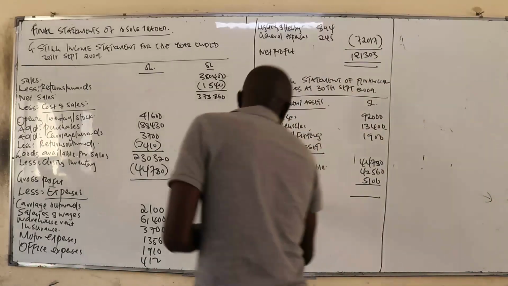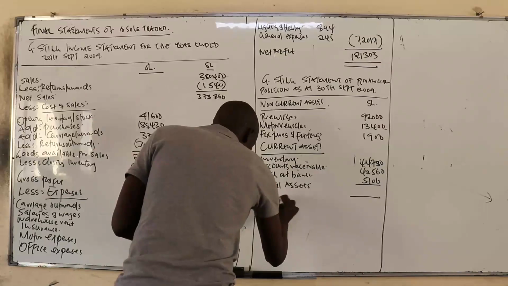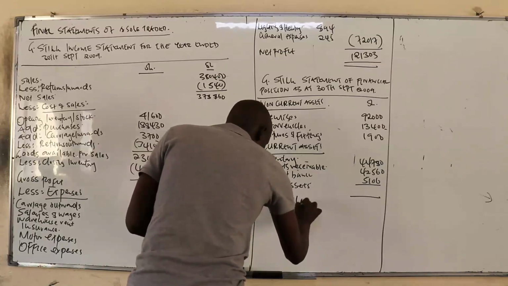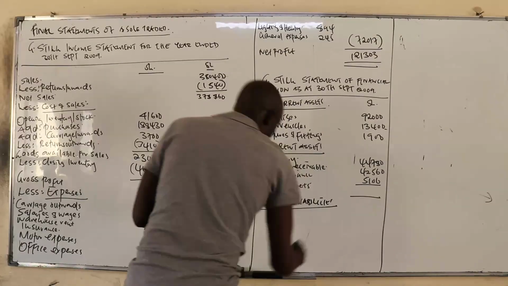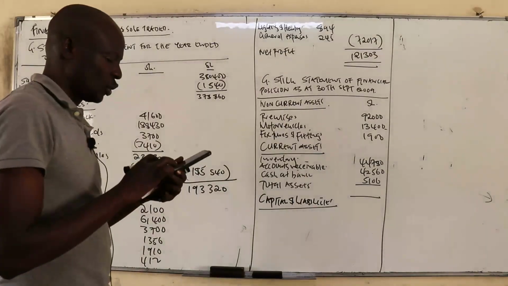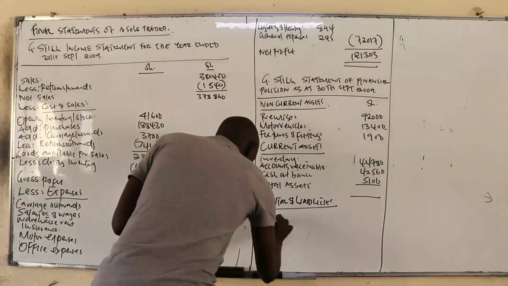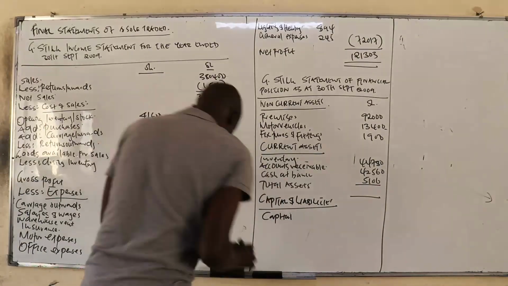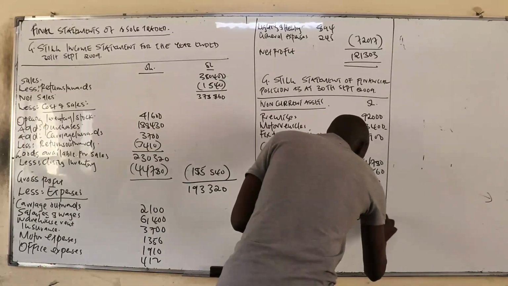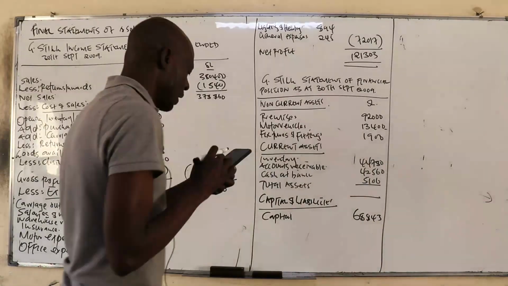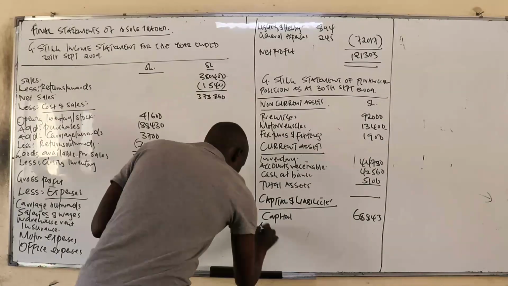So then here you come and list capital and liabilities. Capital and liabilities. So you start with the capital. How much is it? 688.43. And then you add net profit.